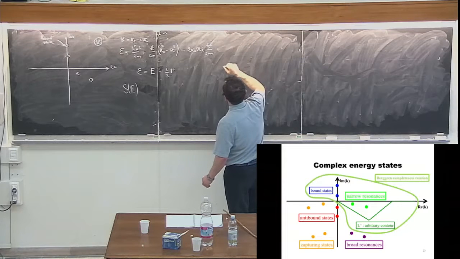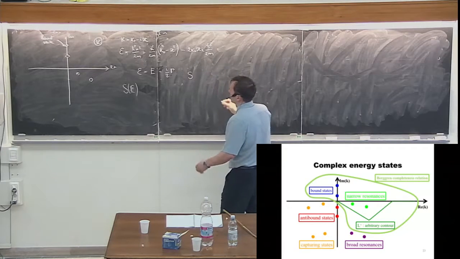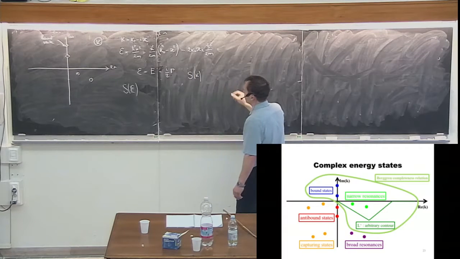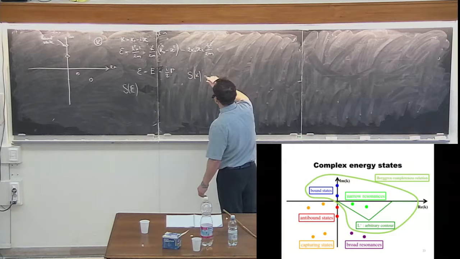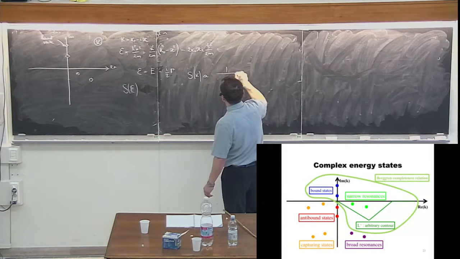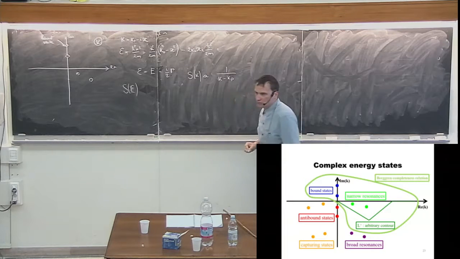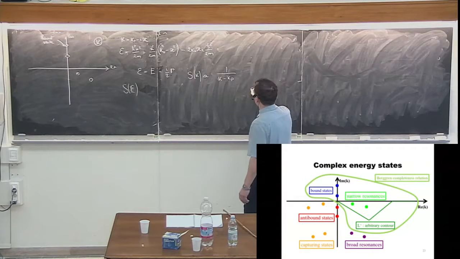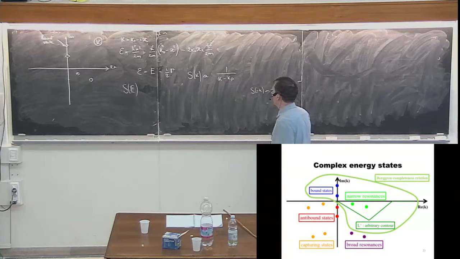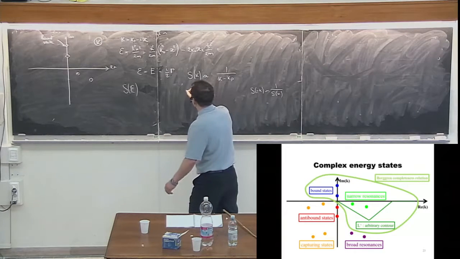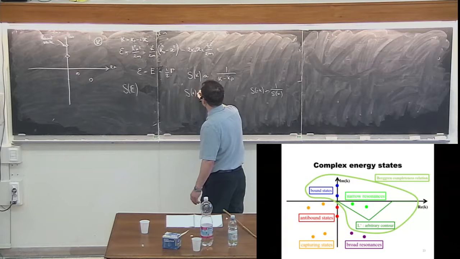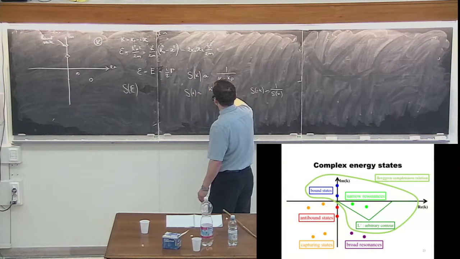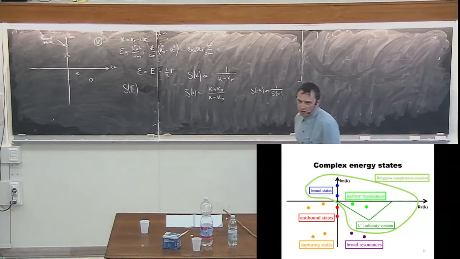So suppose I have S matrix of K near the pole. Then I can write it as being proportional, let's say, to 1 over K minus K pole. Okay, but we know that, of course, I have S of minus K equals 1 over S of K. So therefore, because of that condition, a more general form would be K plus K pole over K minus K pole, to be correct.